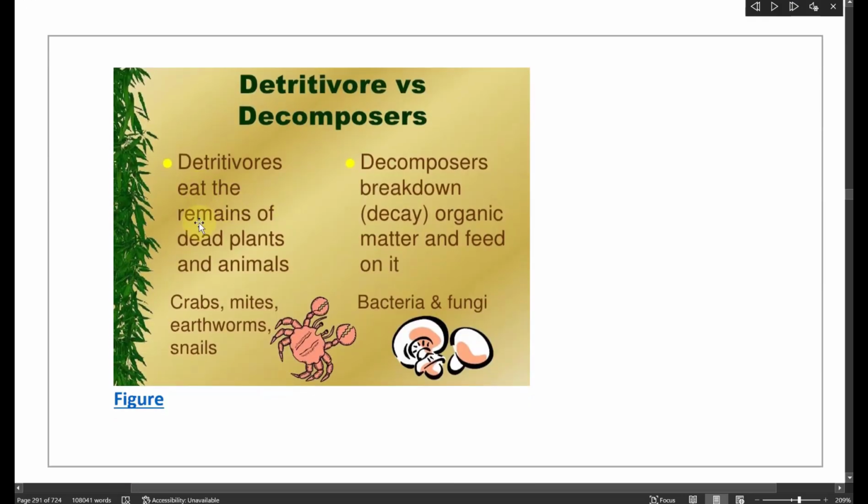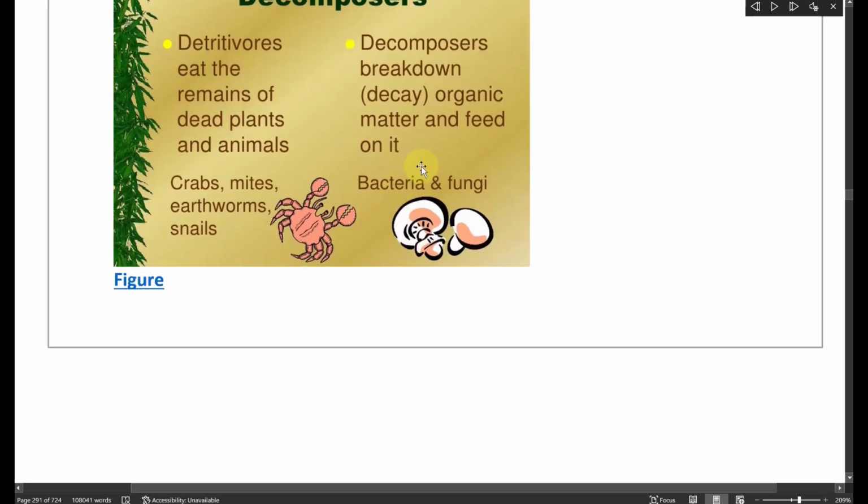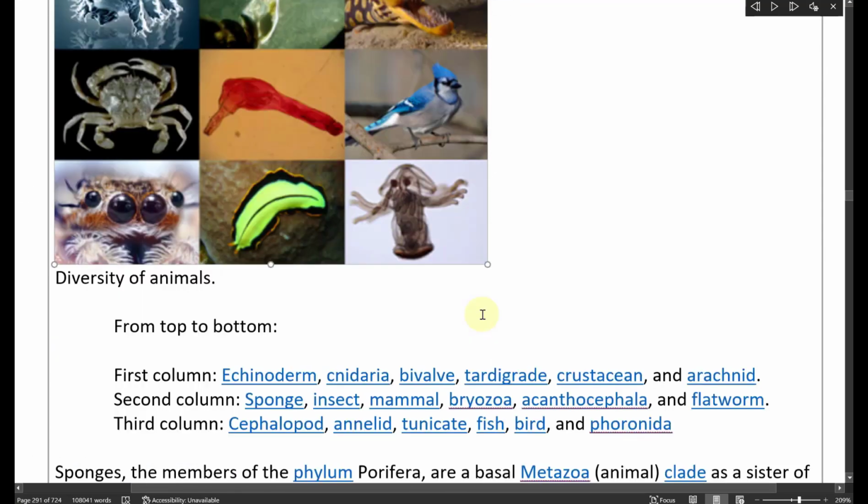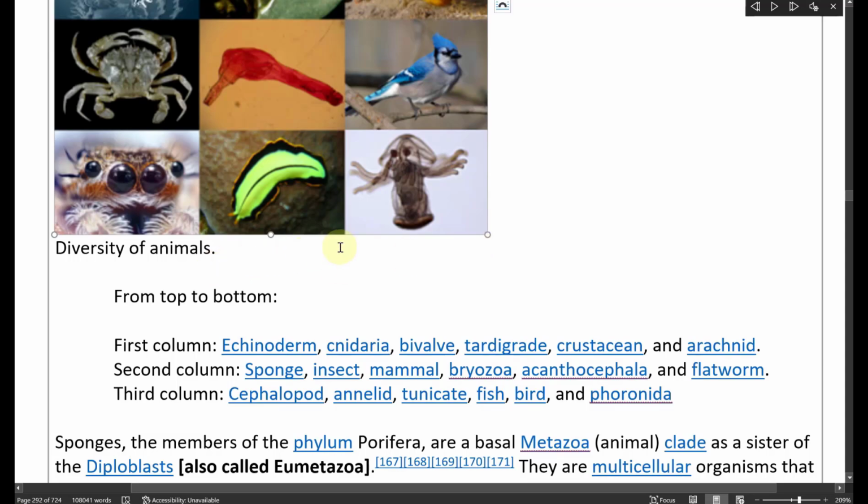Detritivores eat the remains of dead plants and animals, and then decomposers break down or decay organic matter and feed on it. So these ones eat and fragment it, and these ones break down the organic matter further and feed on it. Crabs, mites, earthworms, snails, and you have bacteria and fungi over there. Very fascinating stuff. Now let's continue further.